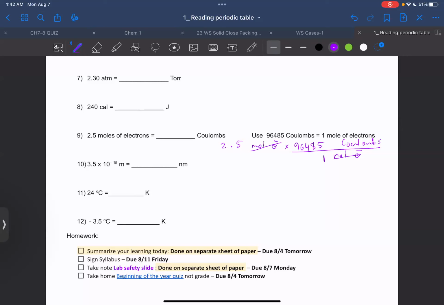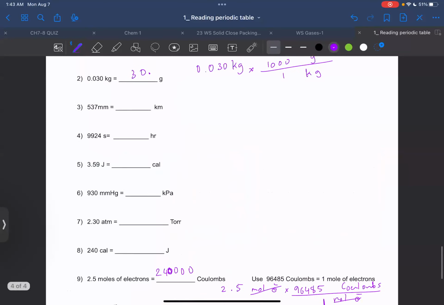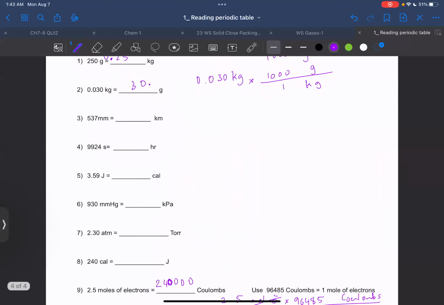Okay, 96485 times 2.5, we're going to get 241,212.5. We're not going to write all that because we want to do two suffix. So I want to say 24000. Let's see, hold on. 1, 2, 3, 4. I need one more 0. So we should be good. Okay, I'm going to write the rest and pause the video because I actually want to do a few more on the screen.